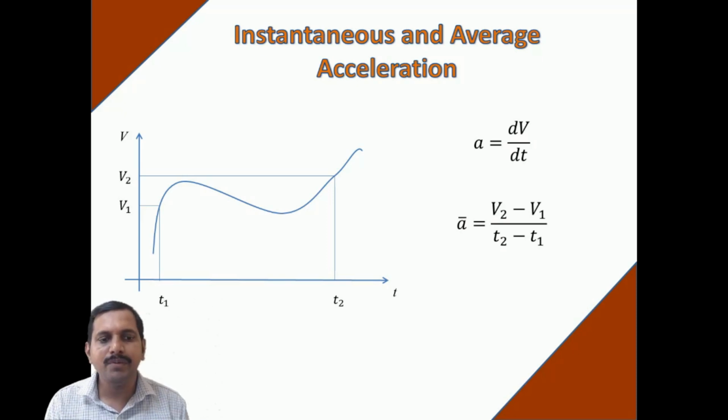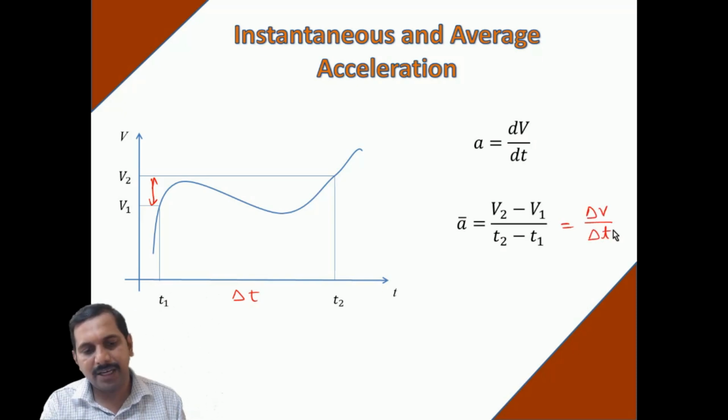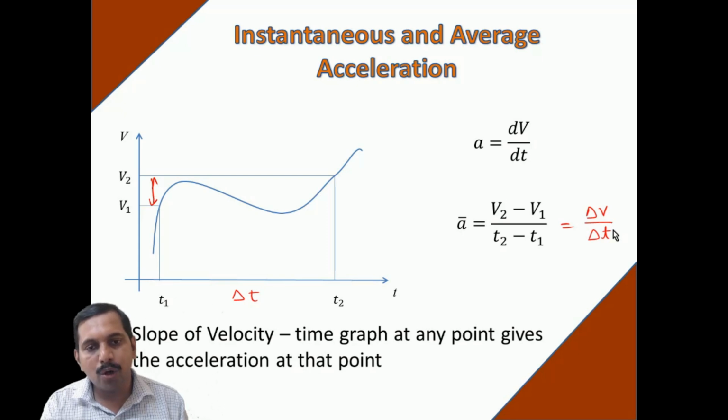So what we have to do? We have to note down the delta v, and we have to see the delta t. So average acceleration is actually delta v by delta t. Clear? So here, the slope of the velocity time graph at any point gives the acceleration, that is instantaneous acceleration.